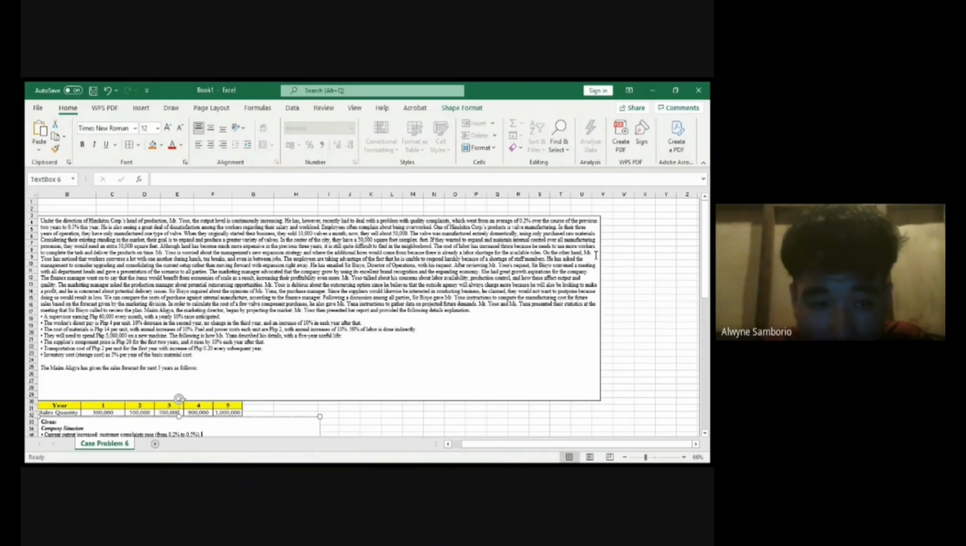On the other hand, Mr. Hughes has noticed that the workers converse a lot with one another during lunch, tea breaks, and even in between jobs. The employees are taking advantage of the fact that he is unable to respond harshly because of the shortage of staff members. He asked the management to consider upgrading and consolidating the current setup rather than moving forward with the expansion right away. He has also emailed Servicio's Director of Operations with this request.